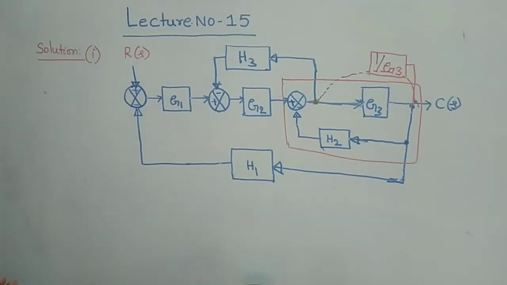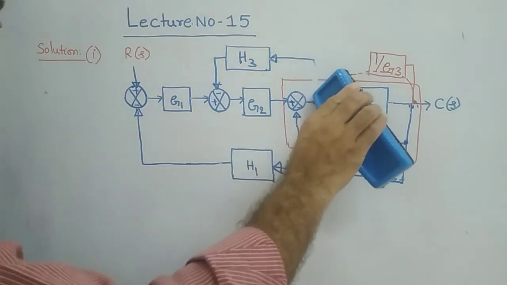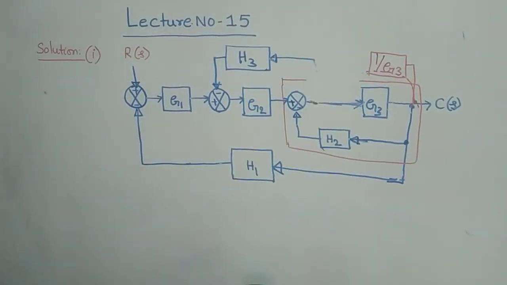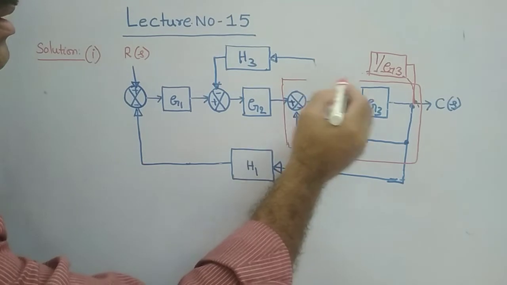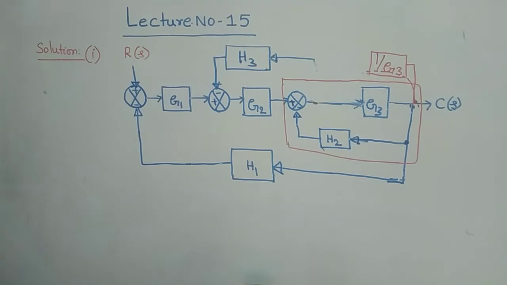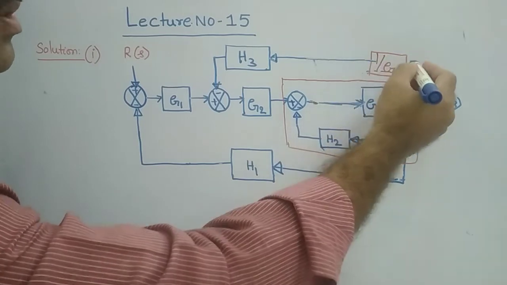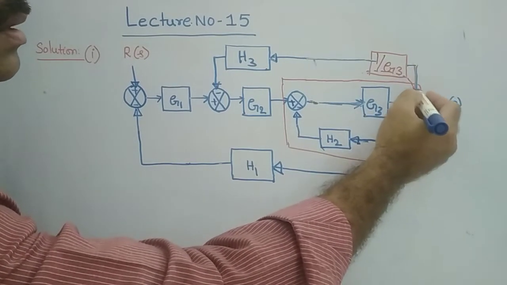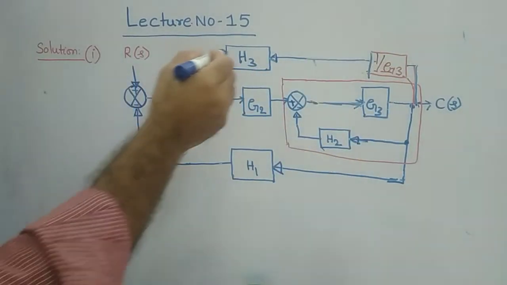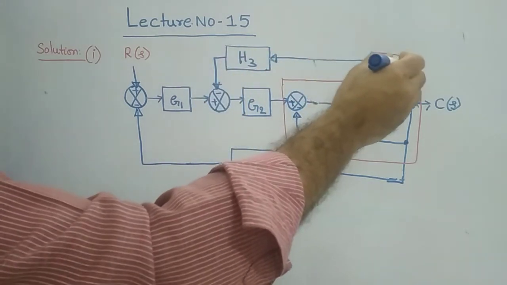What I am going to do with that? Now you can just disconnect this connection here. Following? Let it be this, you can represent this loop, no problem. Now this will be connected to this block, and this will be connected to outside. Means H3 here, if you see, H3 became in cascade with 1 by G3.